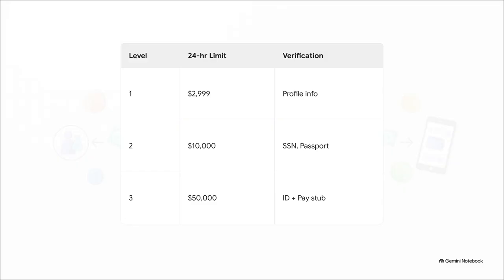Now, what's really interesting here is how Xoom tiers your sending limits based on the documentation you provide them. For U.S. residents, just giving them your basic profile info gets you to Level 1, capping you at $2,999 in a 24-hour period. But say you need to send a much larger sum. Maybe it's for a medical emergency or you're purchasing property abroad. You can unlock Level 3, which lets you send up to $50,000 a day. To do that, you just need to securely upload a government ID and some proof of income, like a recent pay stub or bank statement.